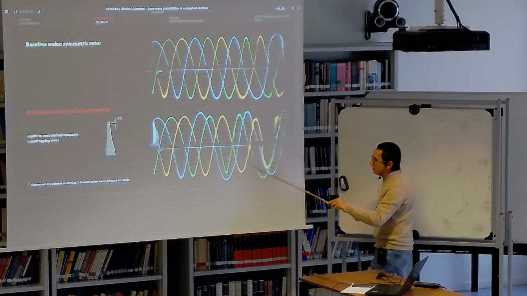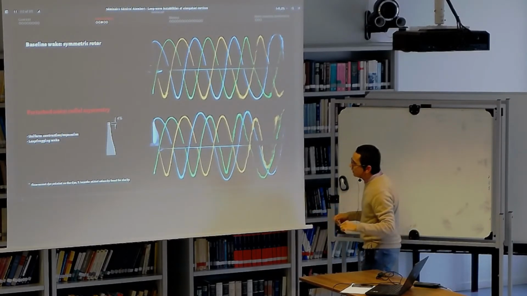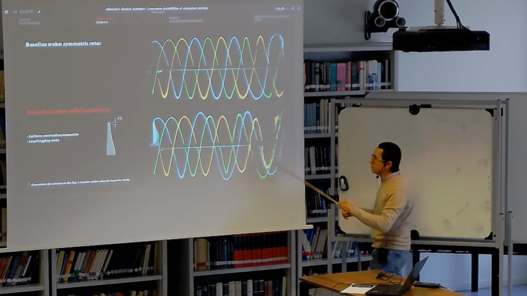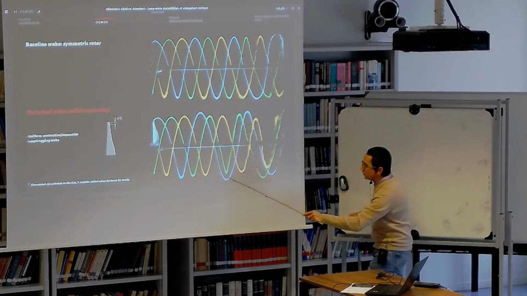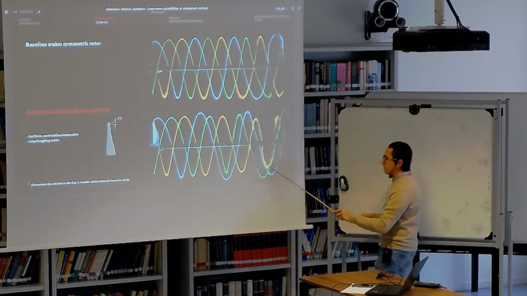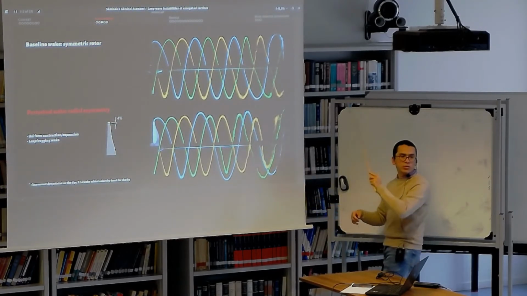So in this case, you have these vortices continuously trading places. You have the blue outside, green and yellow inside, and then you have green outside, blue and yellow inside, and so on.